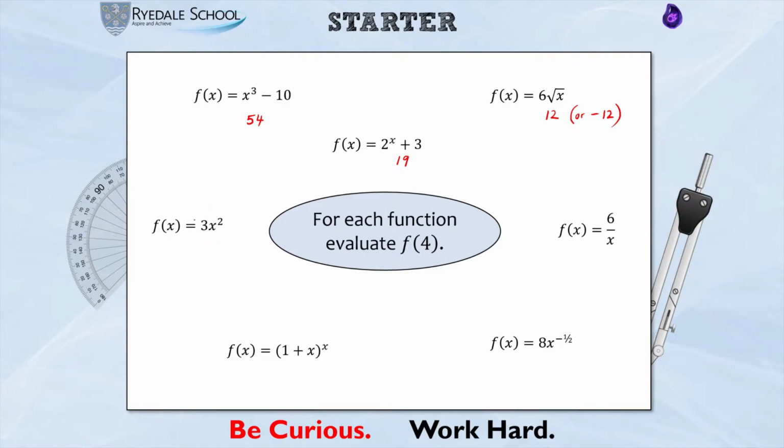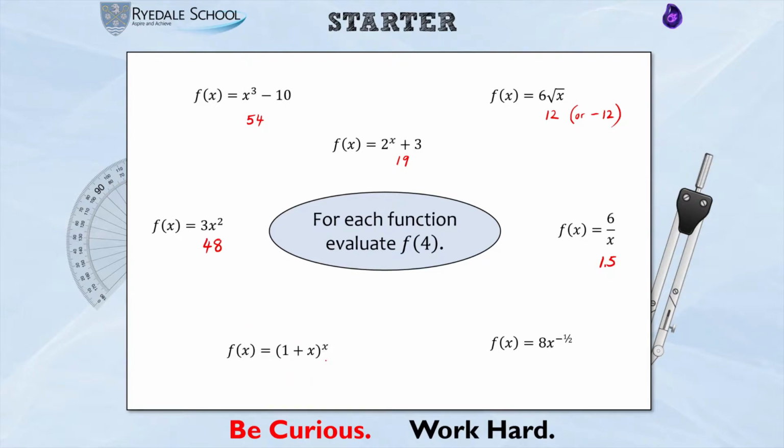Be careful with this one, 3x squared. You have to do the squaring first because of BIDMAS. So you do 4 squared is 16 times 3, and that is 48. This one over here, 6 divided by x, is just 6 divided by 4, and that's 1.5, or 3 over 2 if you prefer.